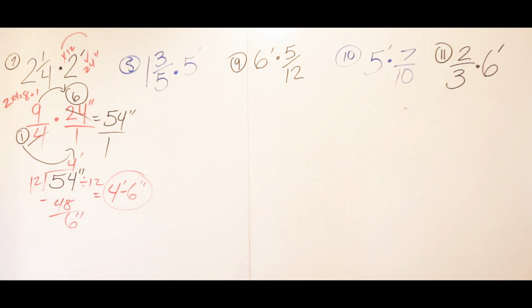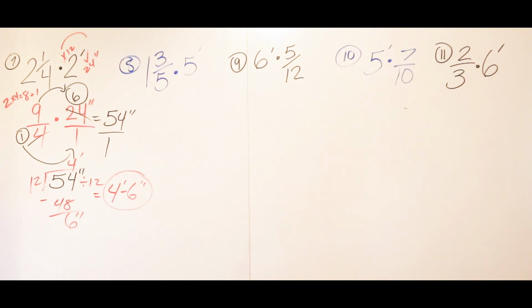All right, so let's look at that next one. We got 1 3/5, a mixed number without a unit of measure, times 5 feet. So the first thing we need to do is what? What are we going to do with that mixed number?